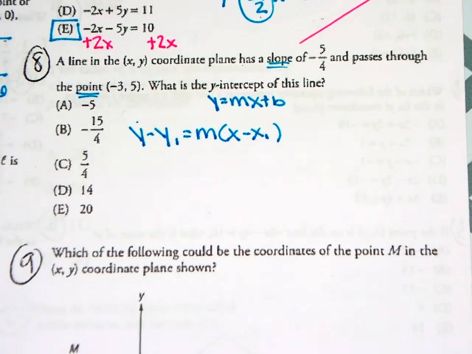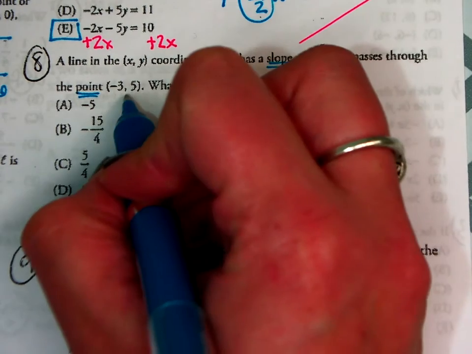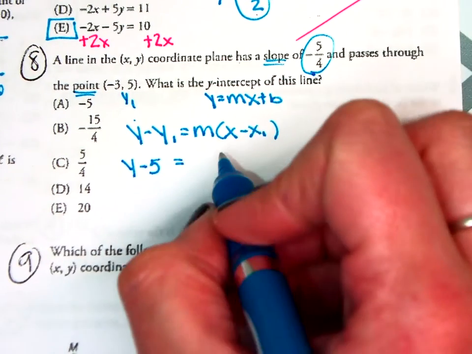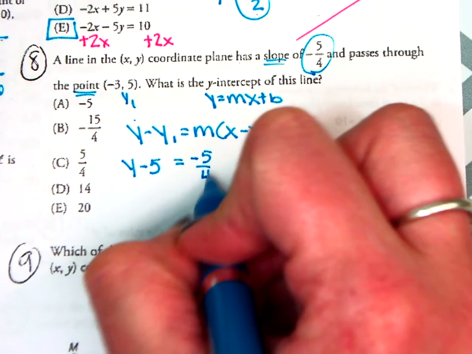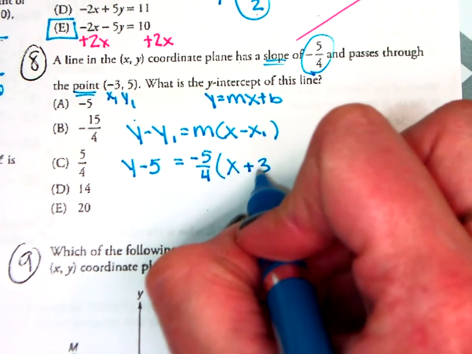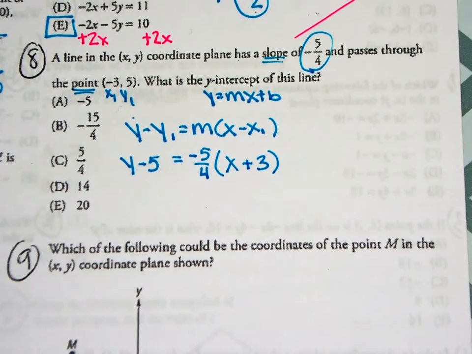Remember, the names of the lines are named based on what you need to write their equation and what you need to graph them. So if you see point and slope, you have to think point slope form. So y minus 5, so this is my y1 value, equals my slope of negative 5/4 times x minus x1, which is negative 3. So that's going to change to positive, double negative. From here, it's basic distributing.